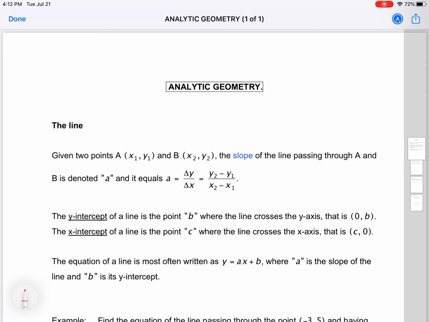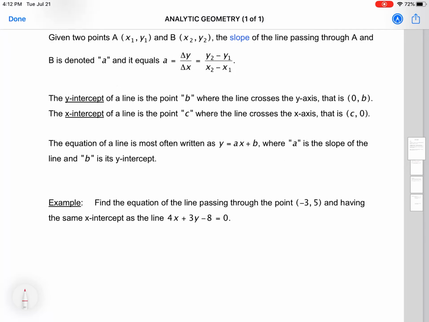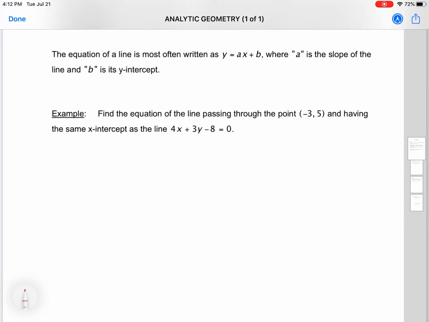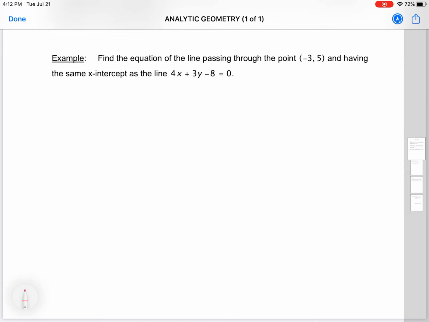The well-known equation of the line: y is equal to ax plus b. We saw that in the previous video, where a is the slope and b is the y-intercept. So what can we actually do with this? Well, we can try to work out an example.